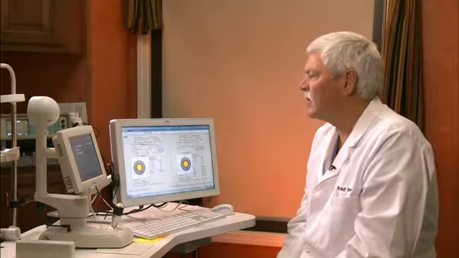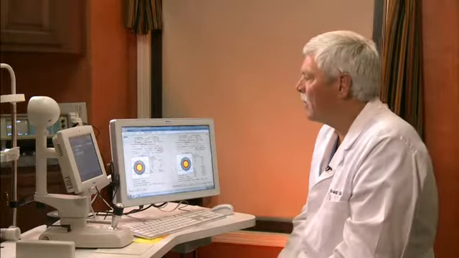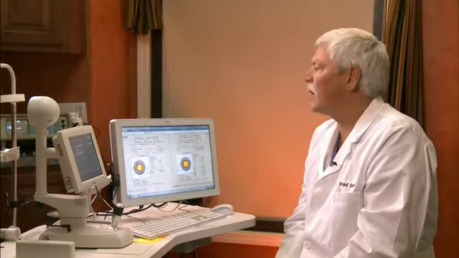All in all, this has just been a phenomenal addition to our armamentarium here. I think it's a wonderful technology that improves our efficiency.